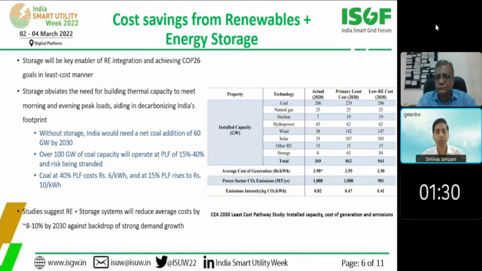So the grid balancing requirements will increase with the increased RE penetration. A lot of studies indicate we will see hourly ramps as high as 60 gigawatts within 1 hour. And this can be planned for and managed in a least cost manner using storage and offering green solutions to the grid.